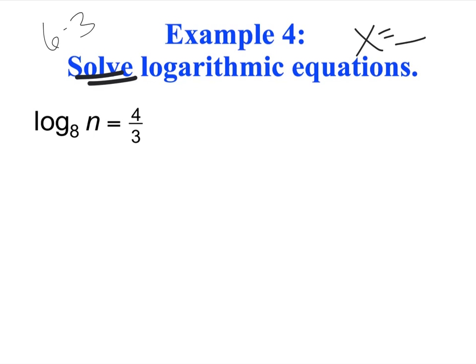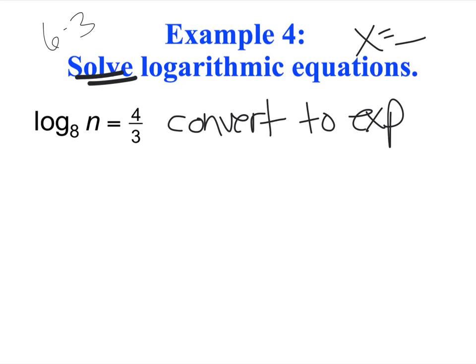It's the same idea where you're using your arrows, and we're starting with a log here. We're going to convert it to an exponential function so that we can solve. Okay, so 8 to the 4/3 equals n. And then we just have to simplify this left side to find out what n equals.